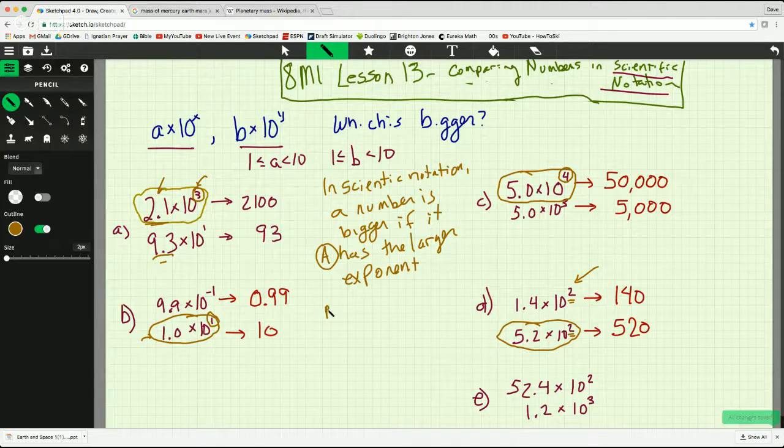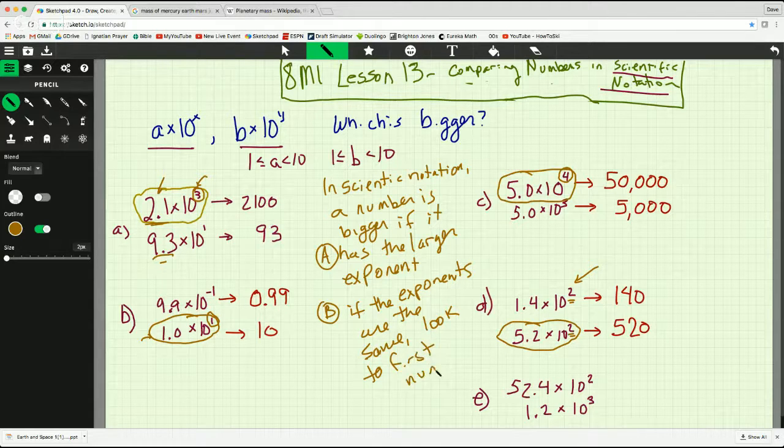So in this case, B, if the exponents are the same, look to the first number, right? So in this case, 5.2 is bigger than 1.4, so the second number is going to be the bigger number. If you take 5.2 and multiply it by 10 to the anything, and you take 1.4 and multiply it by 10 to that same number, this number will always be larger.